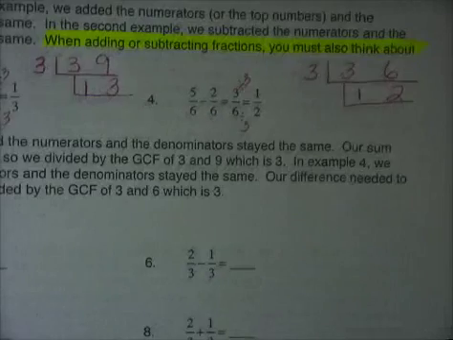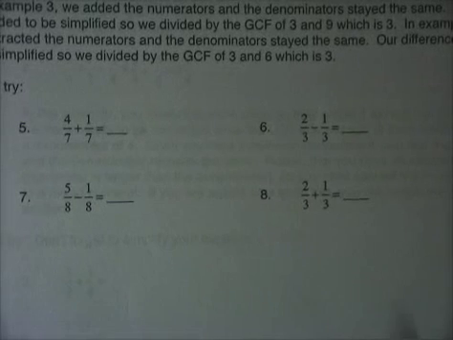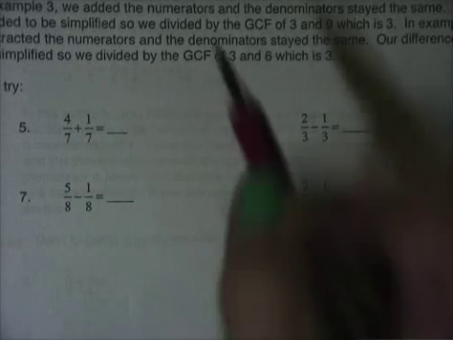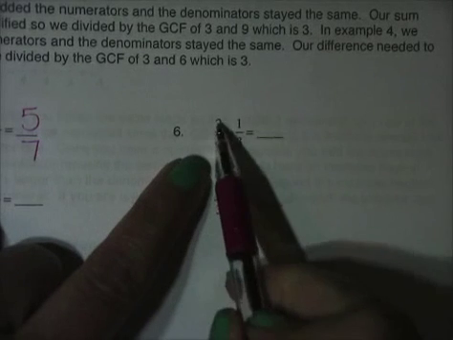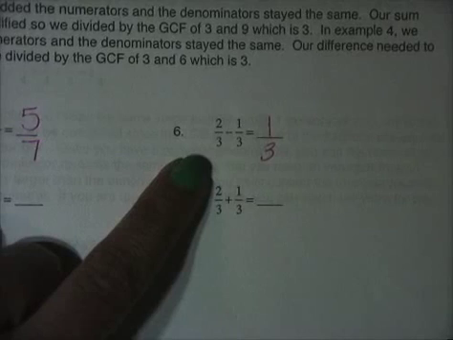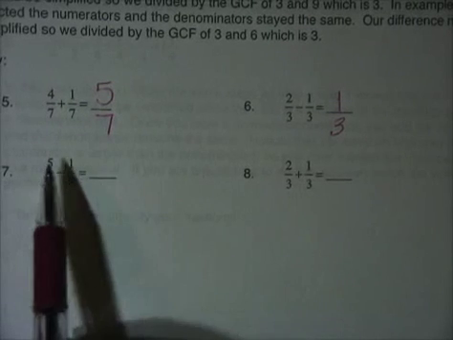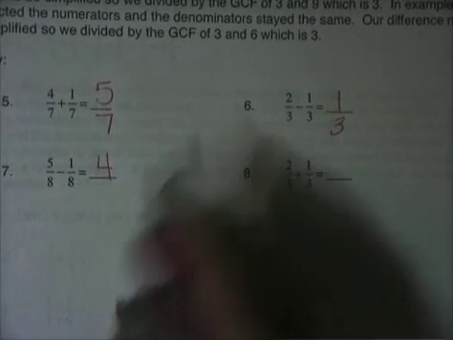All right, let's go down to the bottom and try these. We have 4/7 plus 1/7, so we're going to add our numerators. 4 plus 1 is 5, and the denominator stays the same. On number 6, we're going to subtract our numerators. 2 minus 1 is 1, denominator stays the same. In number 7, we'll subtract our numerators. 5 minus 1 is 4, denominator stays the same.